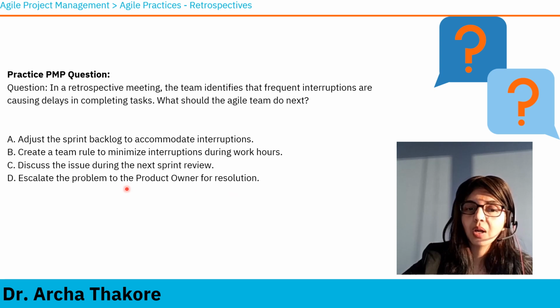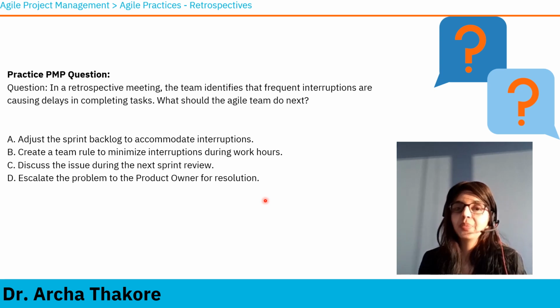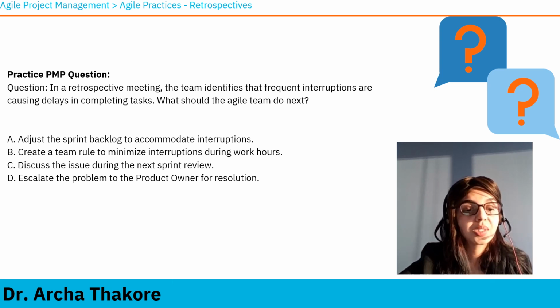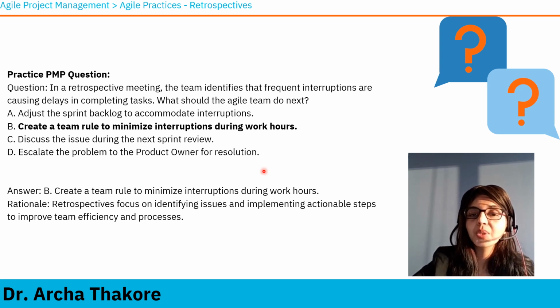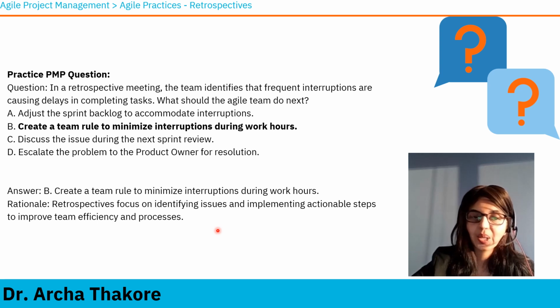Escalate the problem to the product owner for resolution. It is not advisable to run to the product owner for each and every problem. Agile teams are empowered, self-driven. They need to solve the problems themselves as far as possible. So what is the answer? Answer is B. Create a team rule to minimize interruptions during work hours. What is the rationale? Retrospectives focus on identifying issues and implementing actionable steps to improve team efficiency and processes. Whatever issue the team is facing, you will have to assign an action for that.